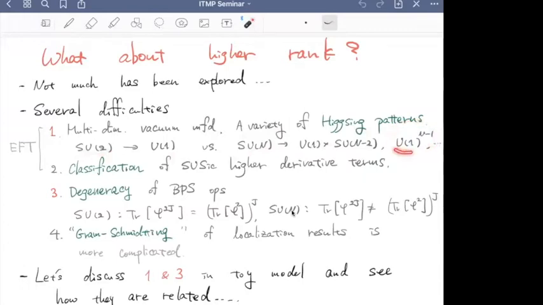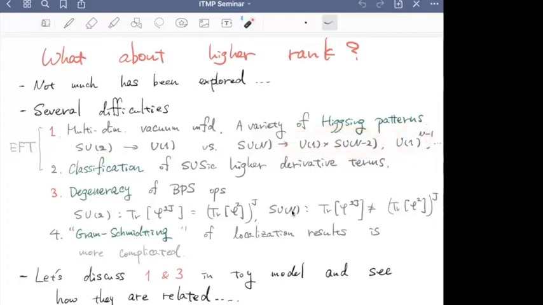So this U(1)^(N-1) is normally what people call a Coulomb branch EFT. But we need to keep in mind that depending on the way you give a VEV, the gauge symmetry might not be like this, but it might be like this.